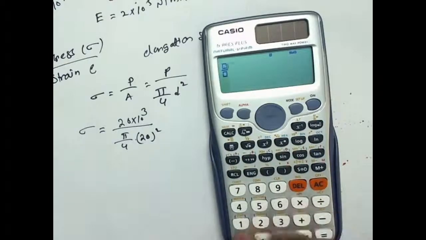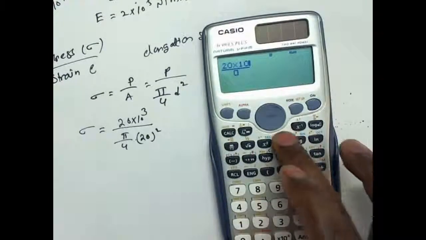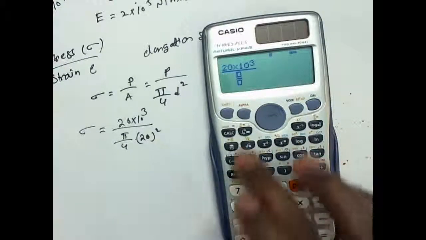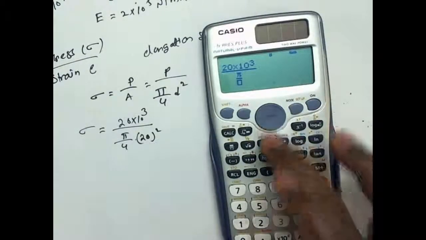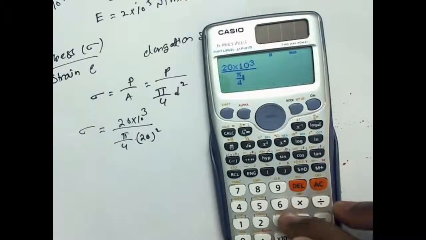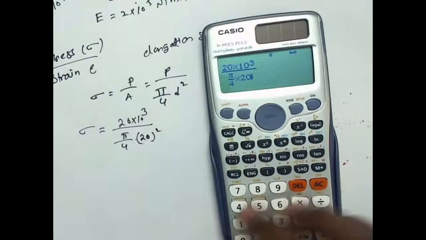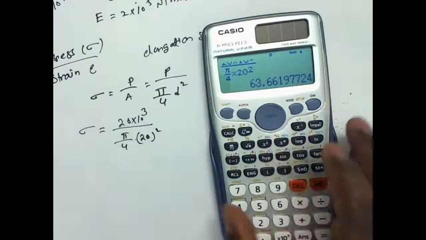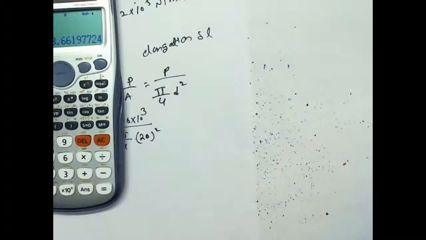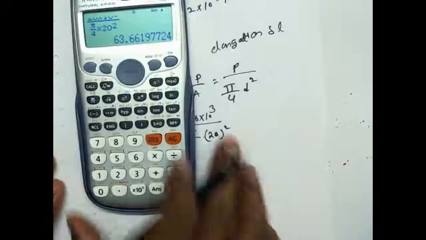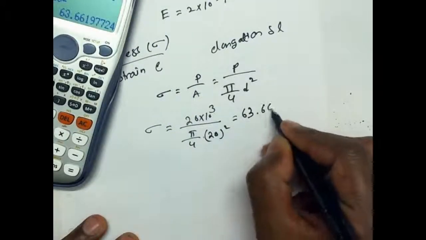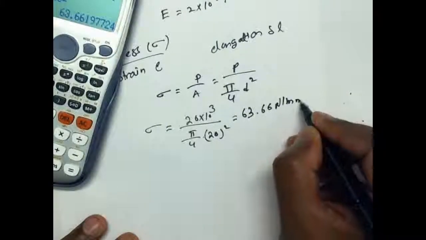20 square. Now we have to find this value. 20 into 10 cube by pi by 4 into 20 square, that equal to 63.66. Sigma equal to 63.66 Newton per mm square.